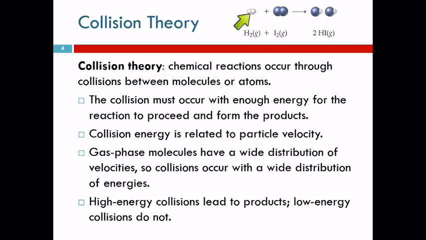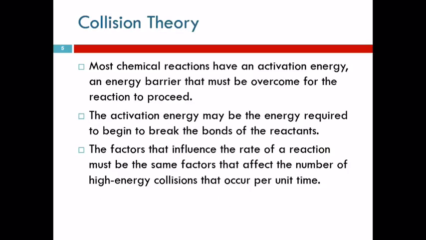This hydrogen molecule has a bond between the 2 hydrogen atoms. The iodine molecule has a bond between the 2 iodine atoms. In order for the product to be made, those bonds have to be broken. Breaking bonds requires energy. So if these guys run into each other with enough energy to break existing bonds, then the reaction can happen. If they don't run into each other with enough energy, then the reaction will not happen.